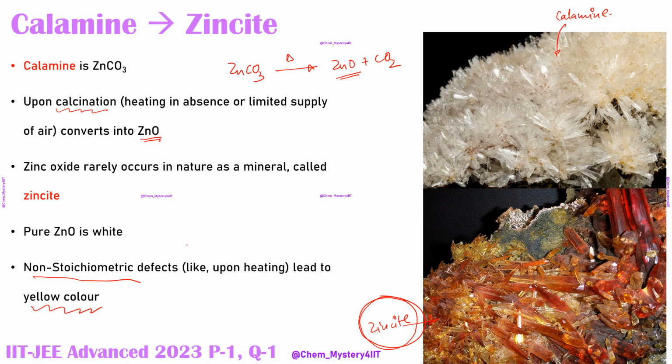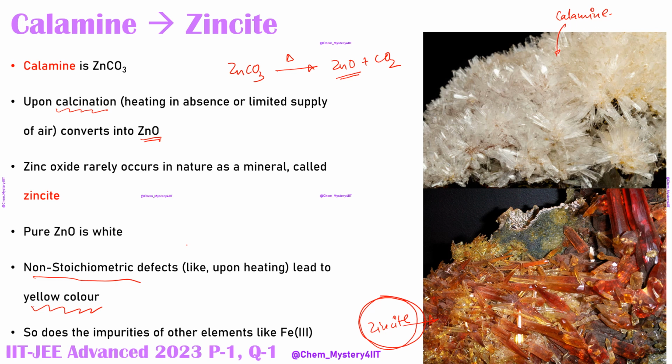But this kind of brilliant yellow color we don't see in the lab sample when we are processing calamine to get the zincite. That kind of color comes from natural settings, where one of the reasons can be the non-stoichiometric defects present in the natural specimens. Apart from that, sometimes there can be impurities of some other trace elements like Fe3 plus or things like that. So there can be different reasons for the color of zincite, which was supposed to be colorless as ZnO.